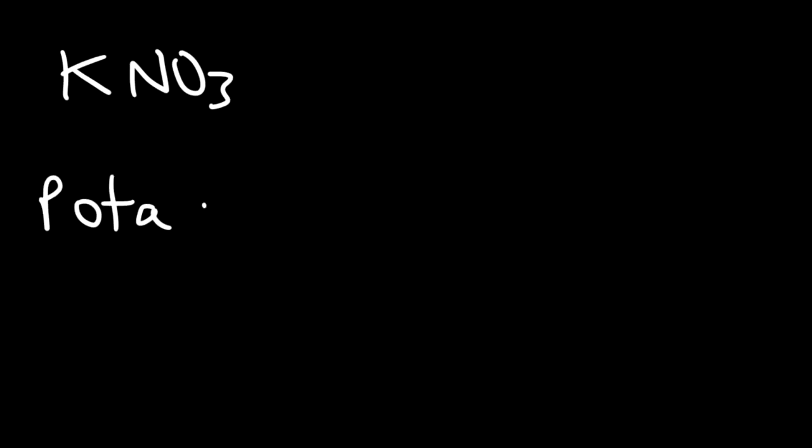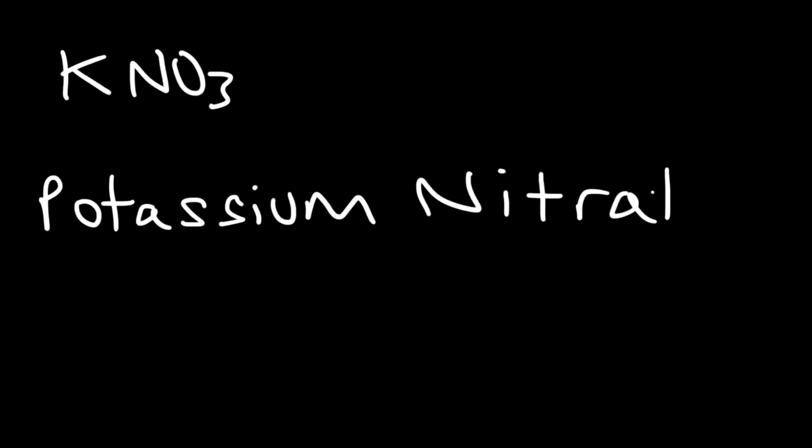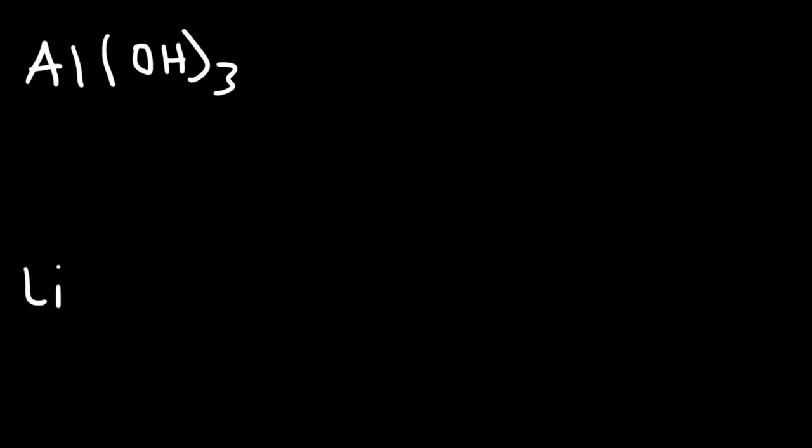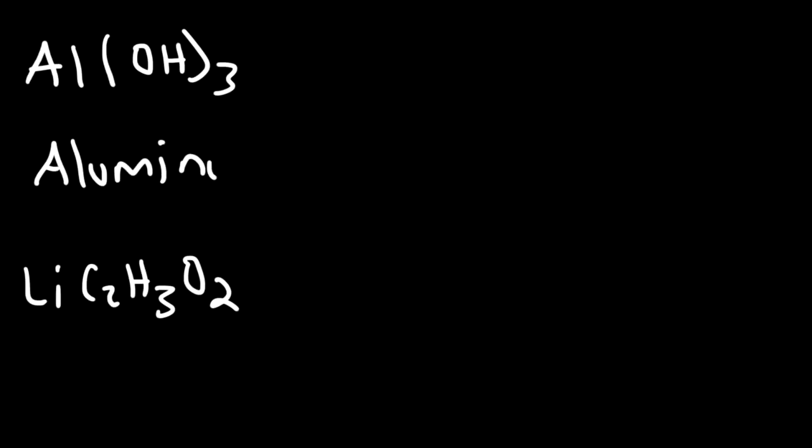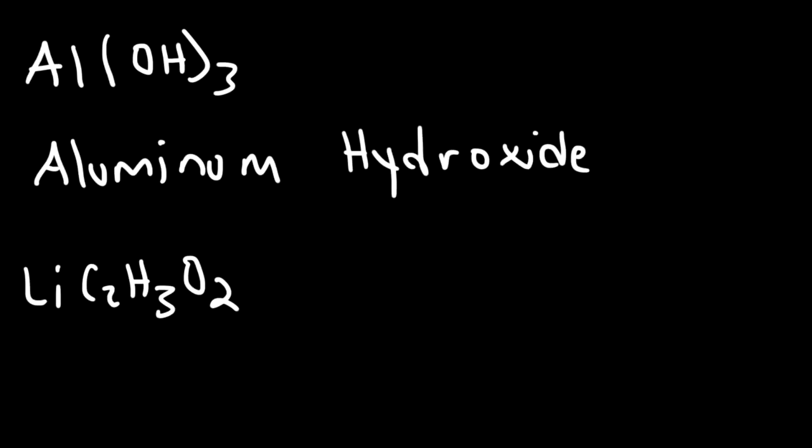So for example, let's say if we want to write the name of KNO3. K stands for potassium, and you simply need to know that NO3 represents nitrate. So this is called potassium nitrate. Go ahead and try these two examples. Al(OH)3, and let's say LiC2H3O2. So Al stands for aluminum, and OH is a polyatomic ion known as hydroxide. So this is simply called aluminum hydroxide.